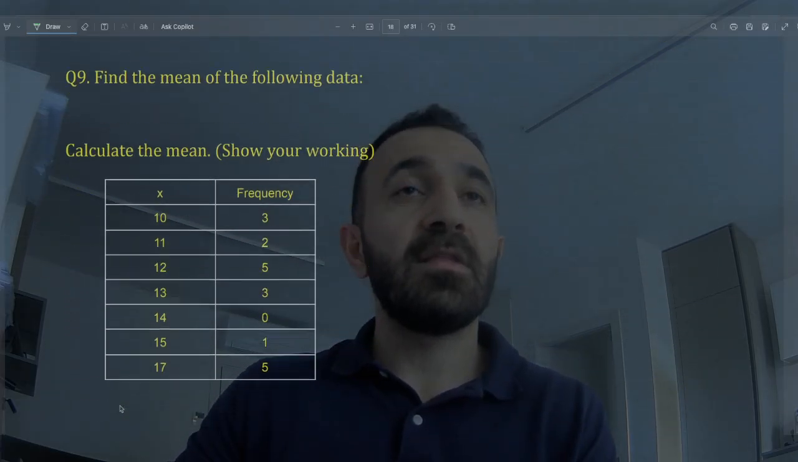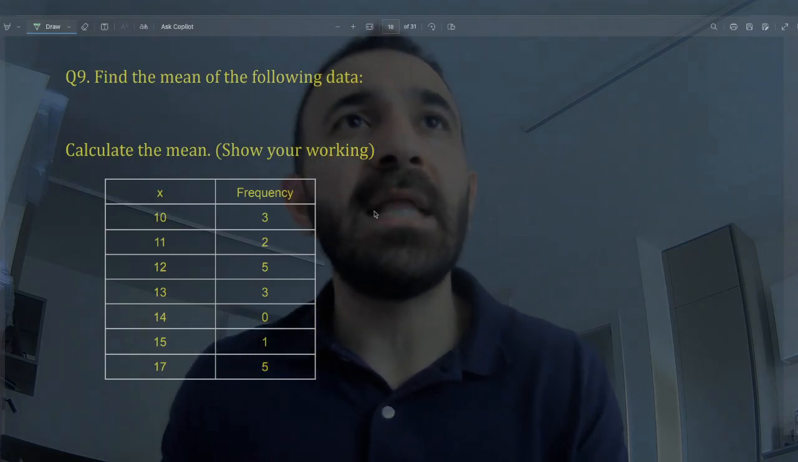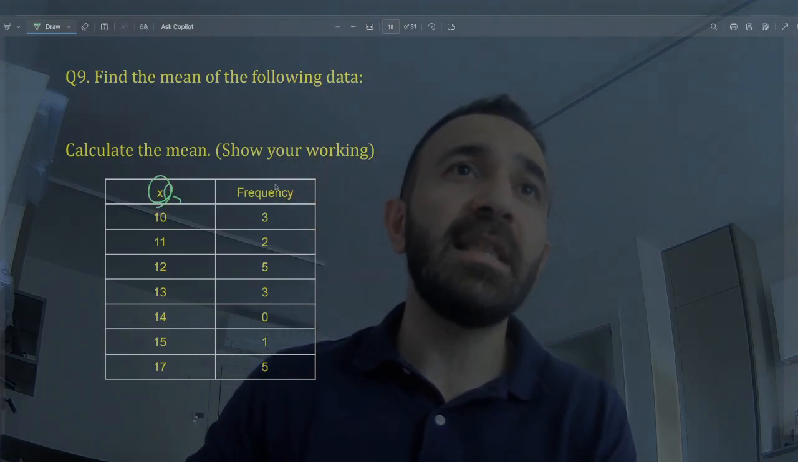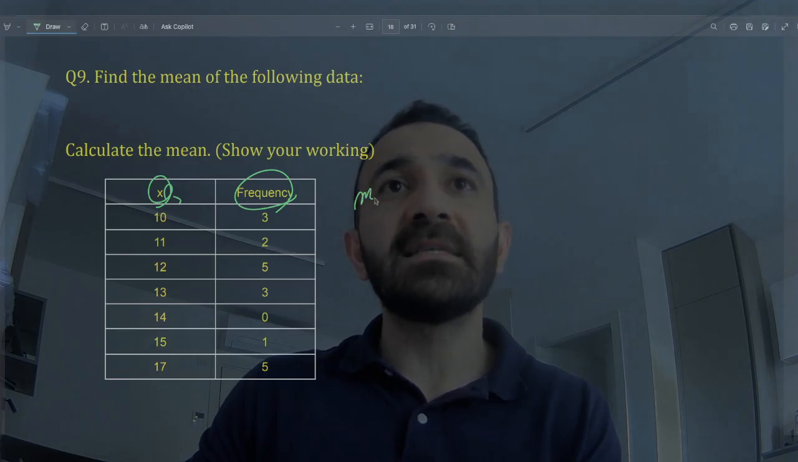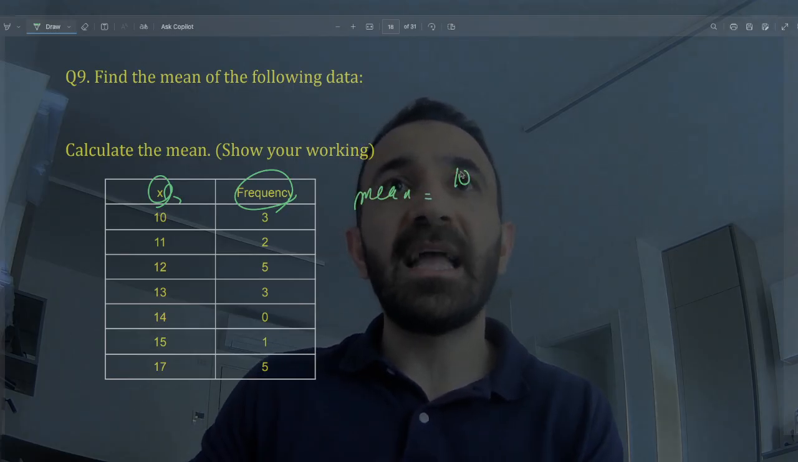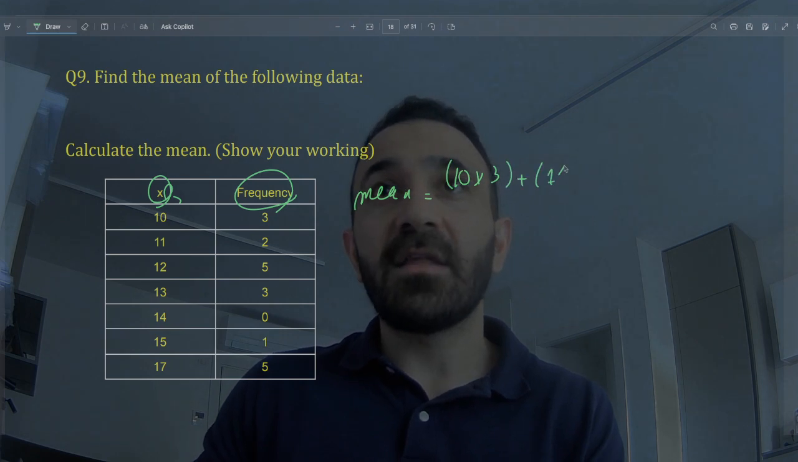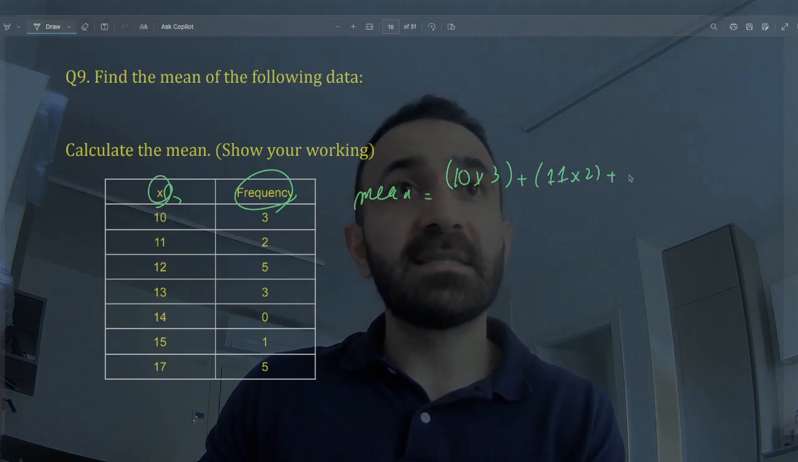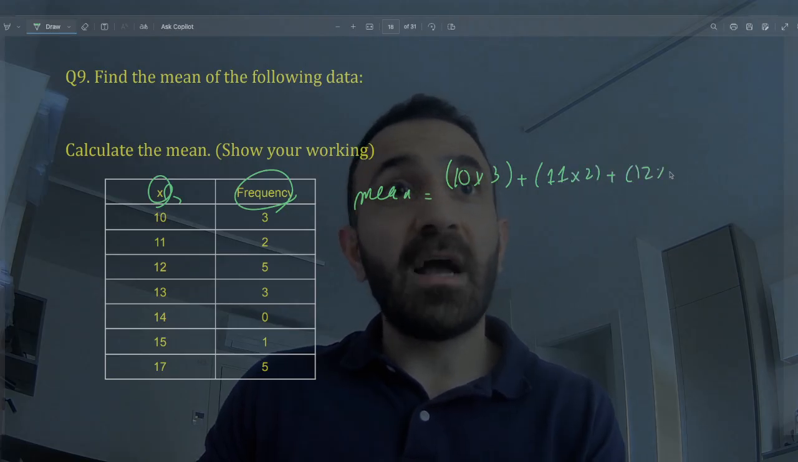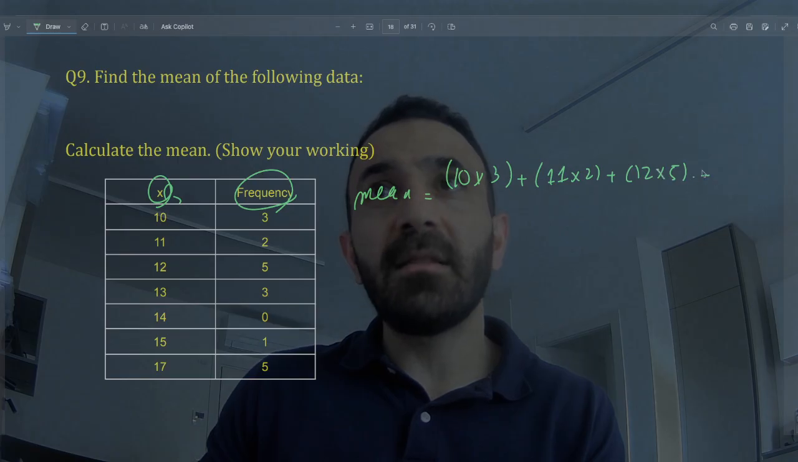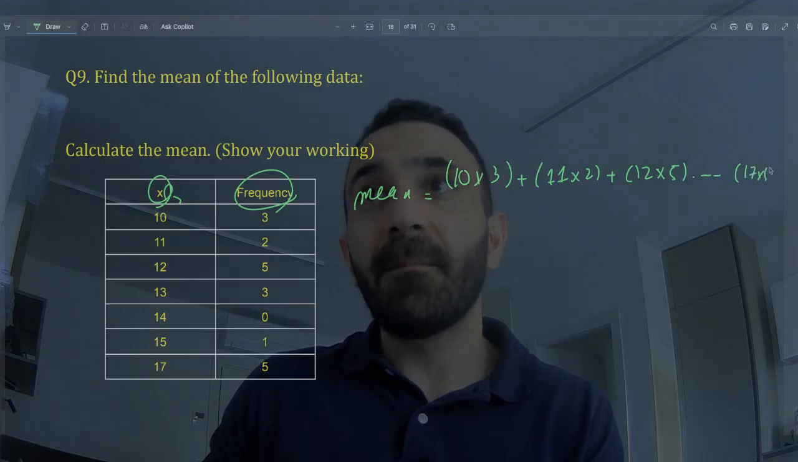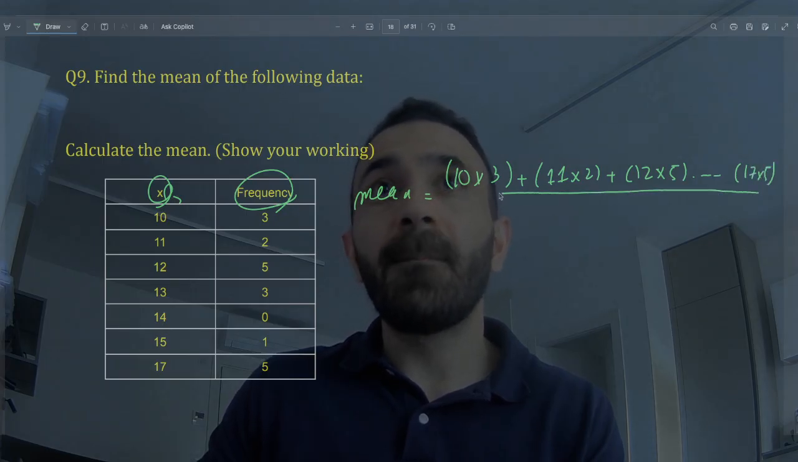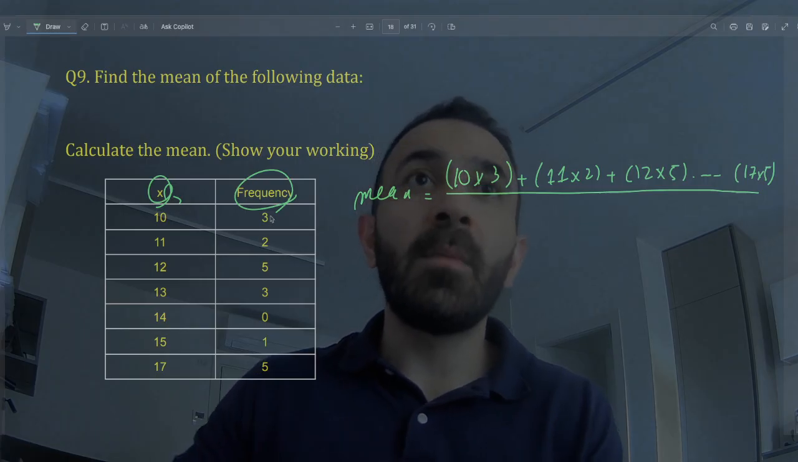Now, I think 2 is enough. Find the mean of the following data. So you have one data, x, with its frequency. How do you find the mean in this case? The mean equals 10 times 3 plus 11 times 2 plus 12 times 5, and you're going to continue this up until 17 times 5, over the total number of data.